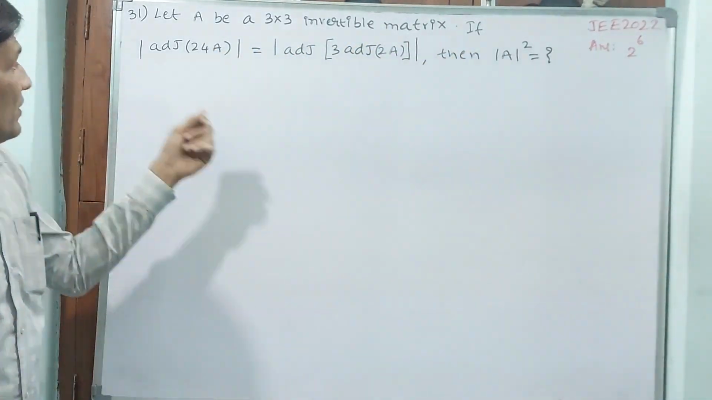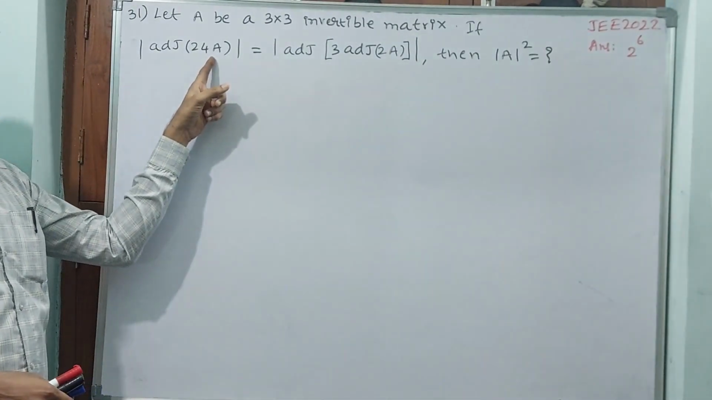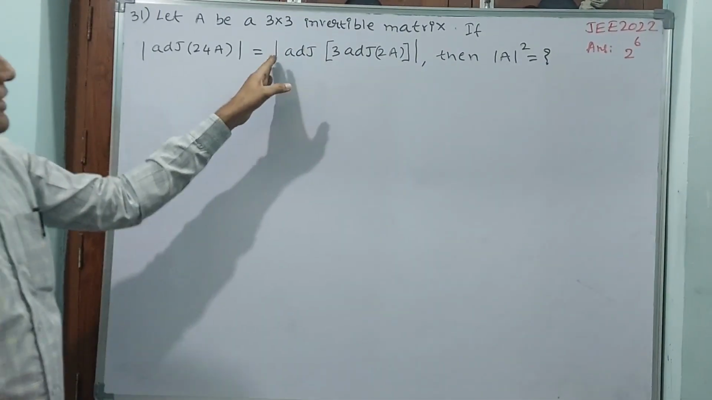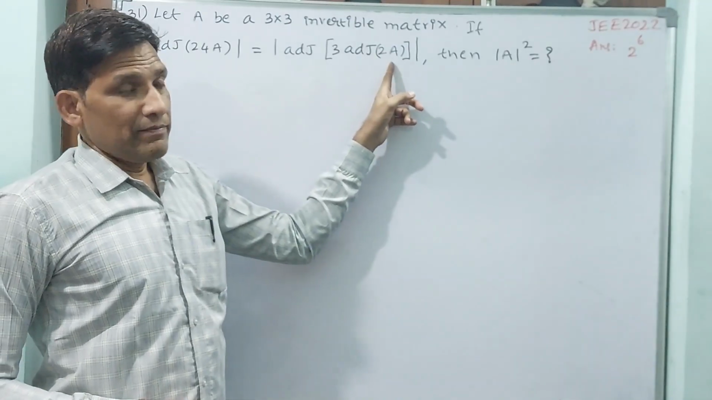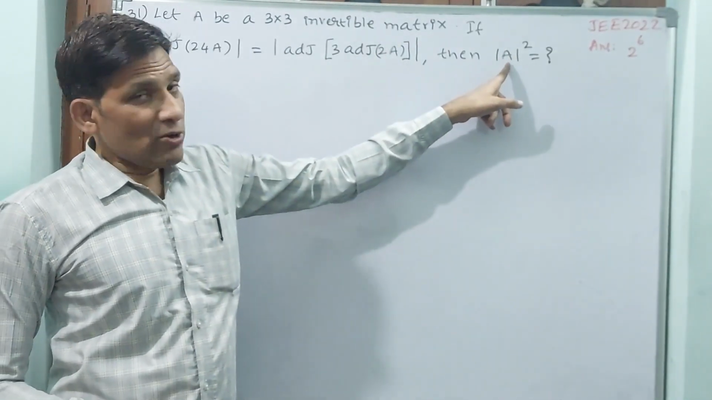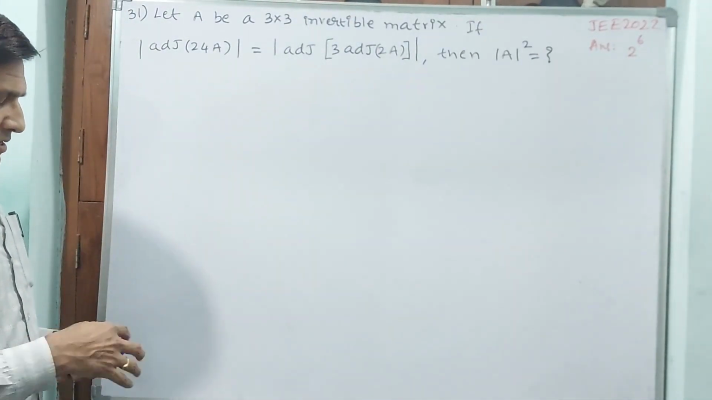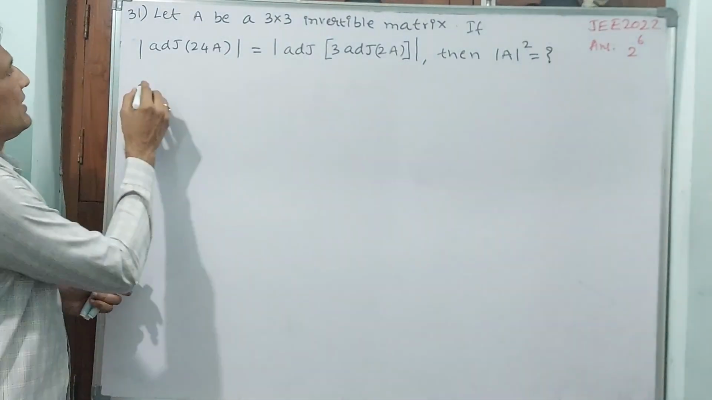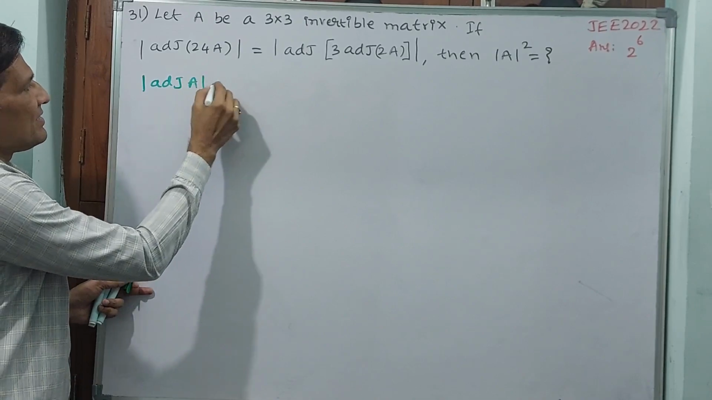If determinant of adjoint of 24A, observe carefully, 24A, equals determinant of adjoint of 3 times adjoint of 2A, these two are equal, then what is the value of determinant of A square? Like they are asking. Okay, just now we have seen the determinant of adjoint A. What are we going to write? Determinant of adjoint A is there.